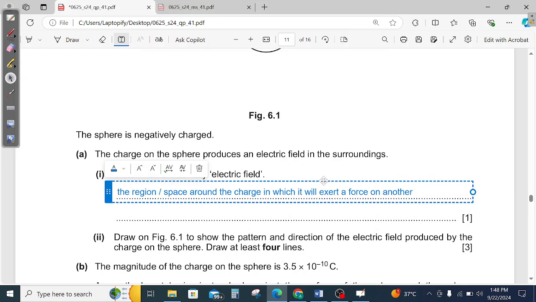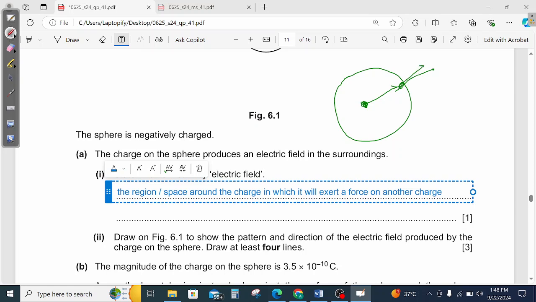I will explain on the board here. Suppose that this is your charge, and this is the region around the charge. When any external charge from outside comes into the field, then this charge will exert a force on that charge. As a result, that point charge will move out from the field. So this area and this space is called the electric field of that charge.